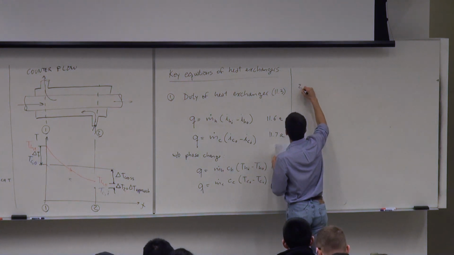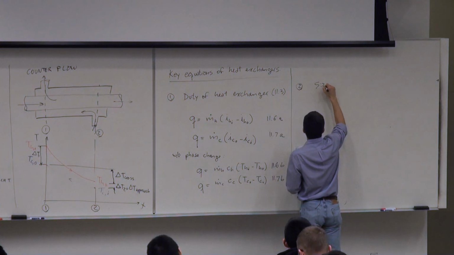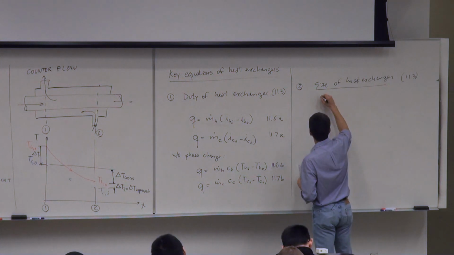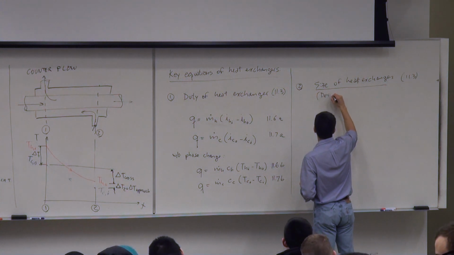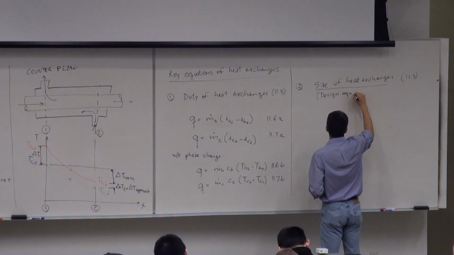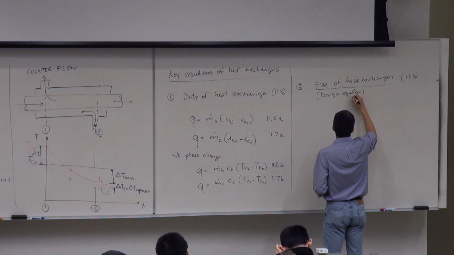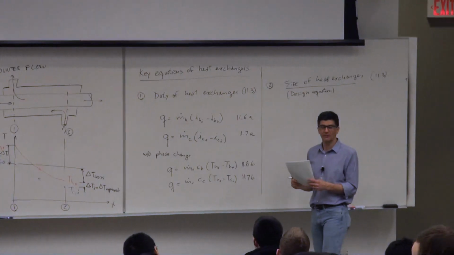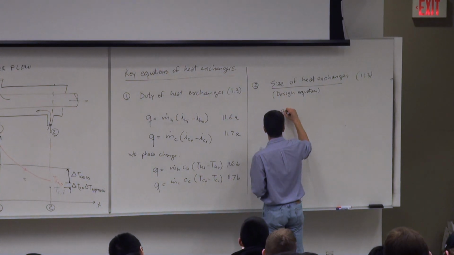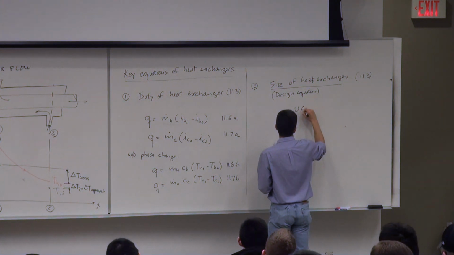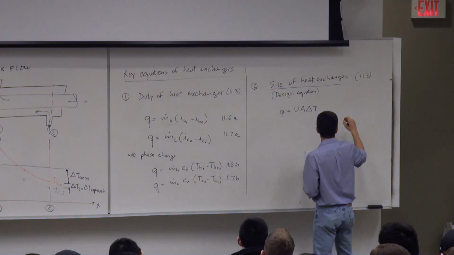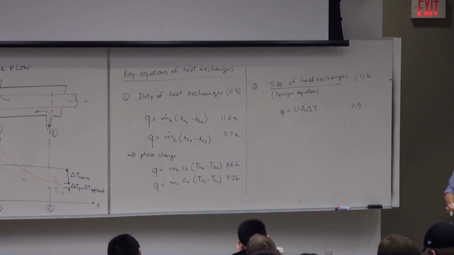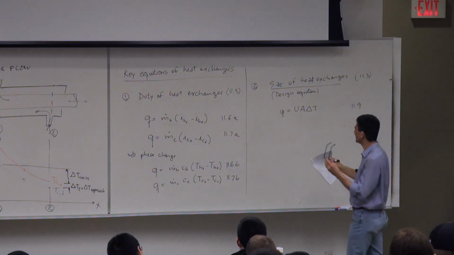Equation number 2 is the size of the heat exchanger. Or what people in industry call it, or at least in your design class, they call it the design equation. Isn't this like a super awesome name? Oh, what's the design equation for this heat exchanger? Well, let me write for you the design equation for heat exchangers. There you go. That's the design equation of heat exchangers. Now, yeah, my mind is blown, right?